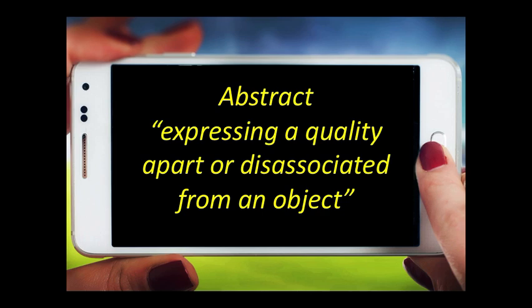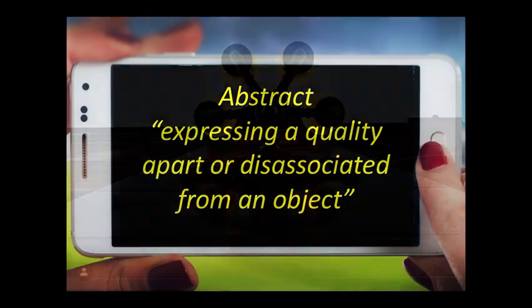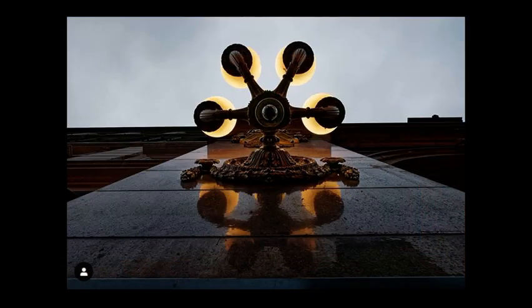So abstraction, if you want to have a definition, would be expressing a quality that's apart or disassociated from an object. Now, that sounds a little abstract, to use a pun, but I think the best way of understanding that is by looking at a picture. So here's one that I took with my point and shoot camera. It's actually a photograph of a lamp that's on the exterior of the Macy's building on 34th Street.